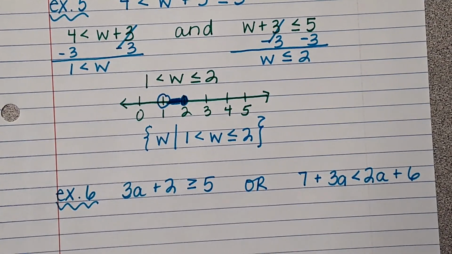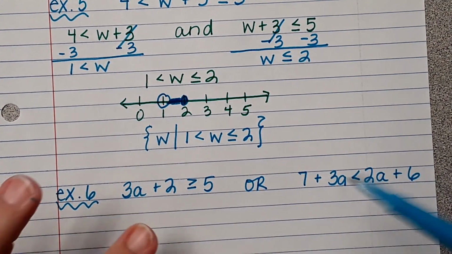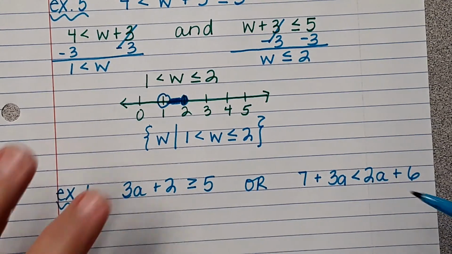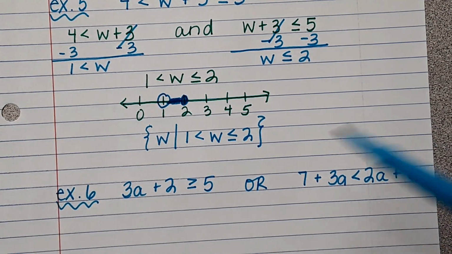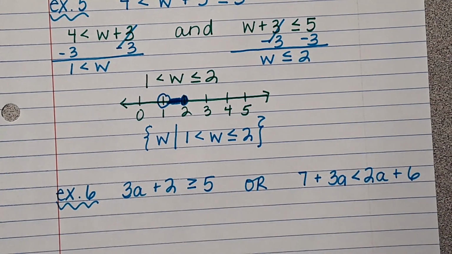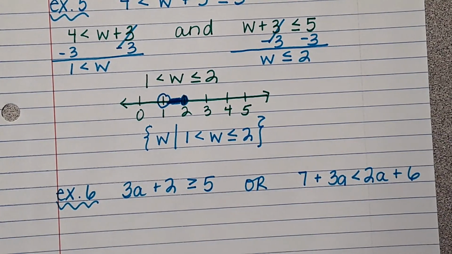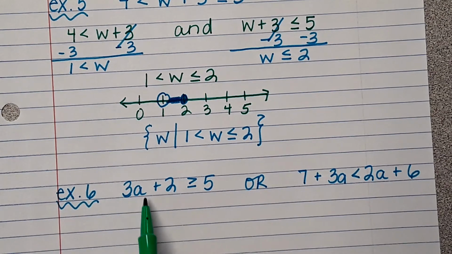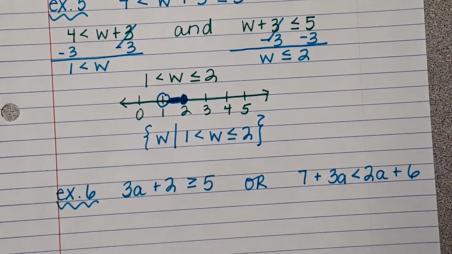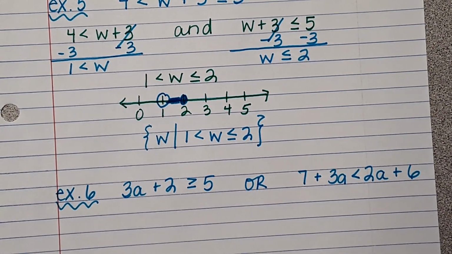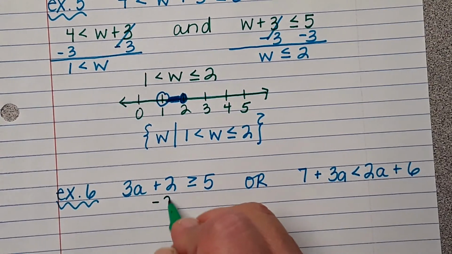Okay, so what we're going to do is see how we have an OR, and then we have 2 equations. Just like we had 2 equations before, but this time we have an OR. So what we're going to do is we're going to solve this one, we're going to solve this one, and then we'll graph it. So how would I solve 3a plus 2 is greater than or equal to 5? What's the first thing I need to do? We're going to subtract 2 from both sides.